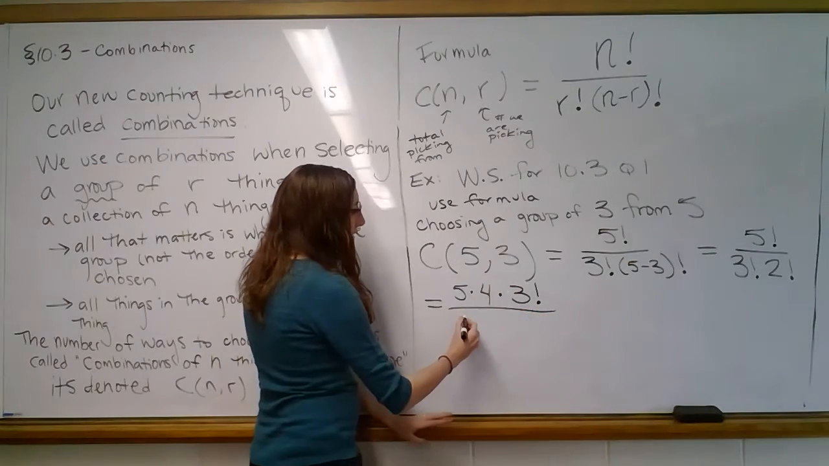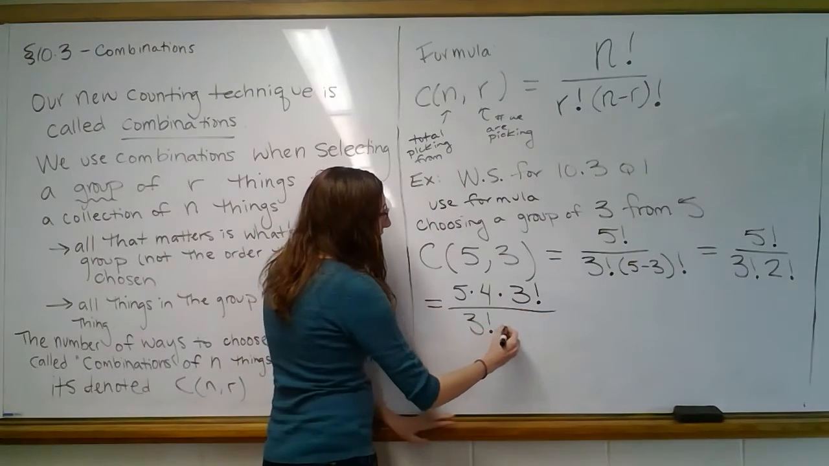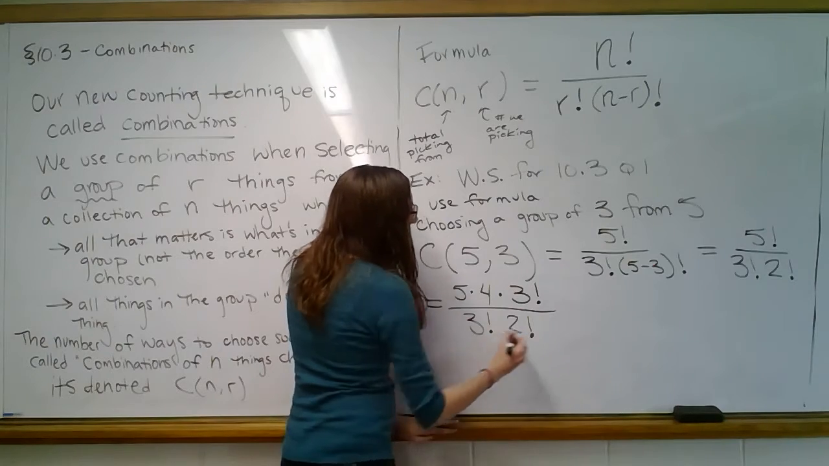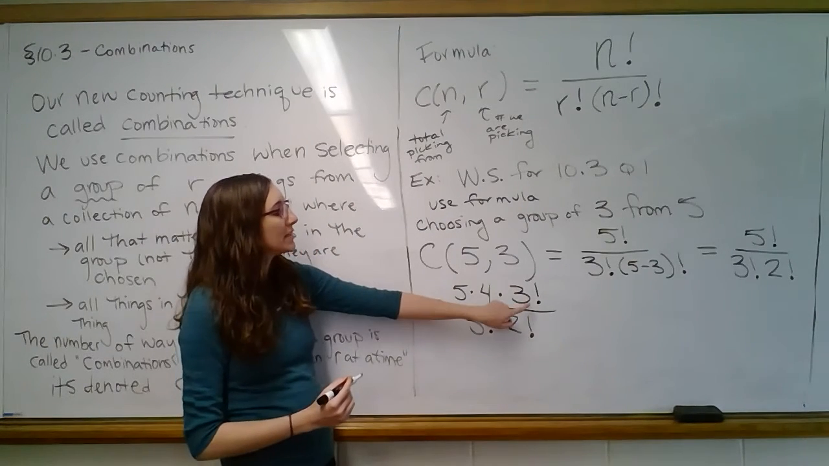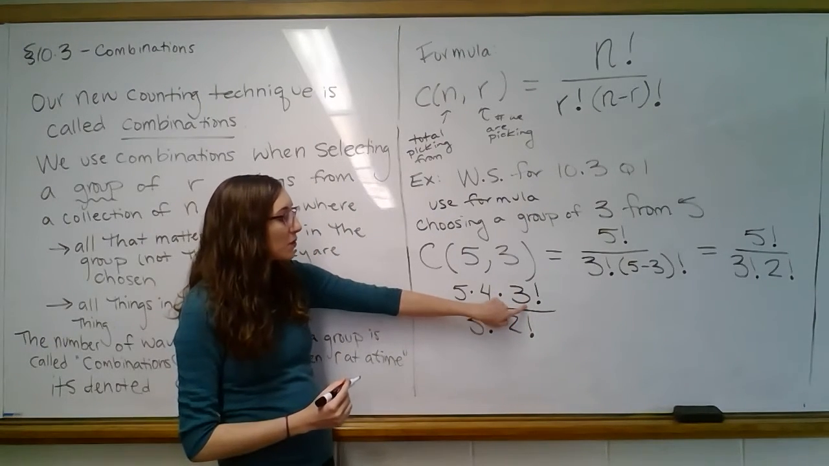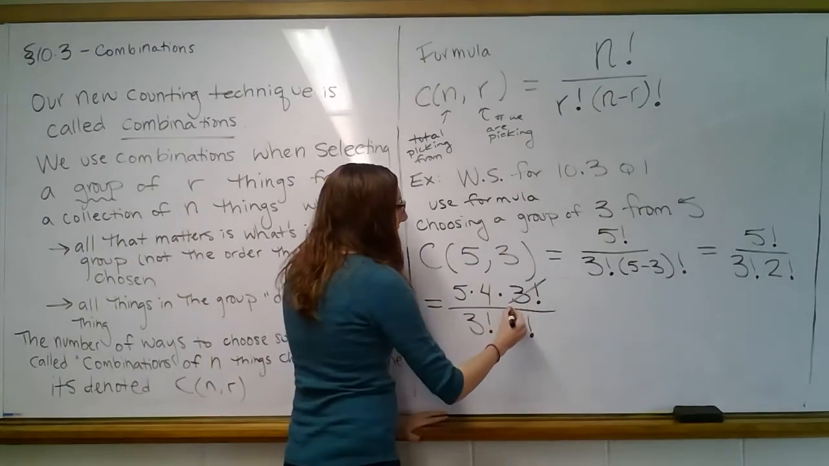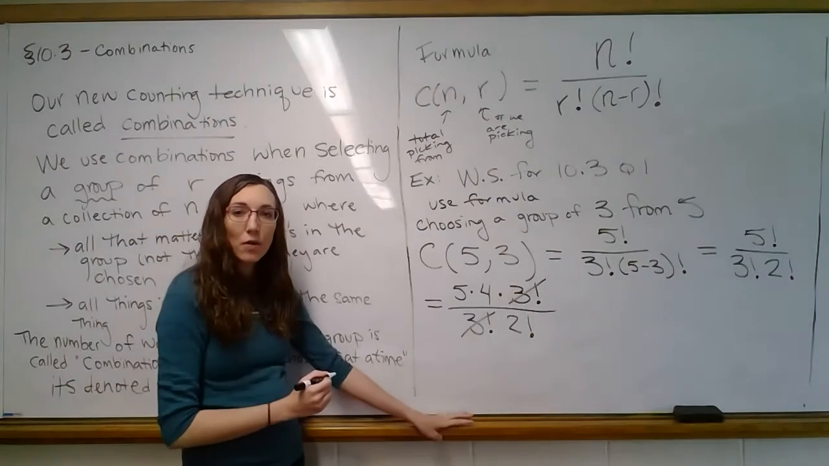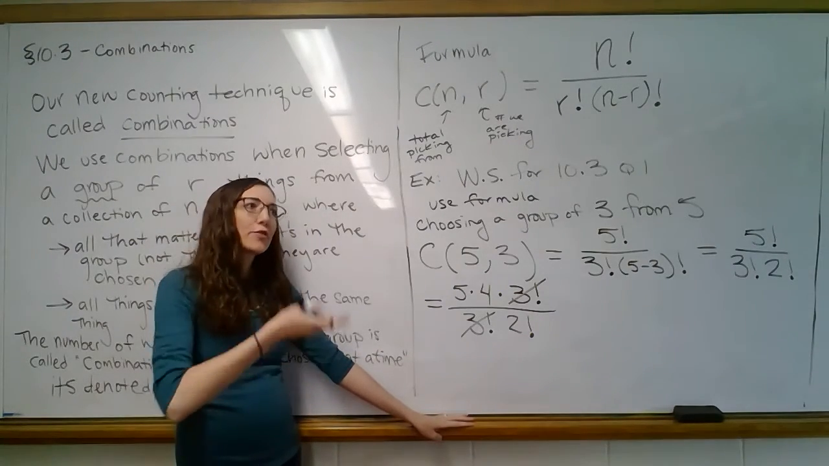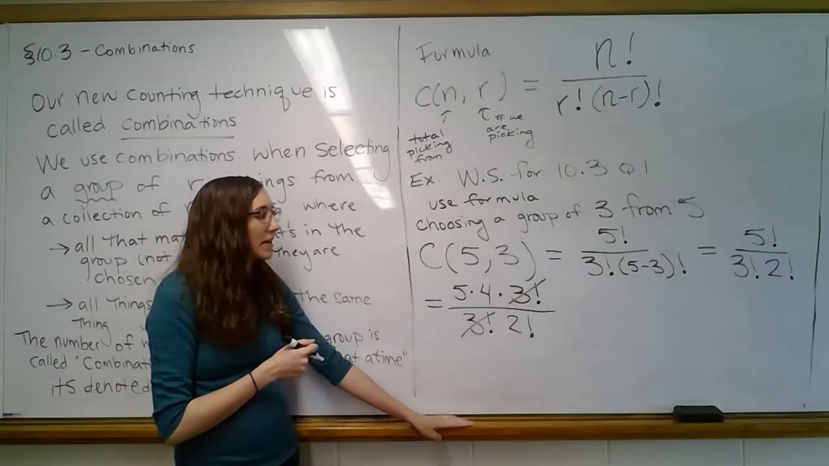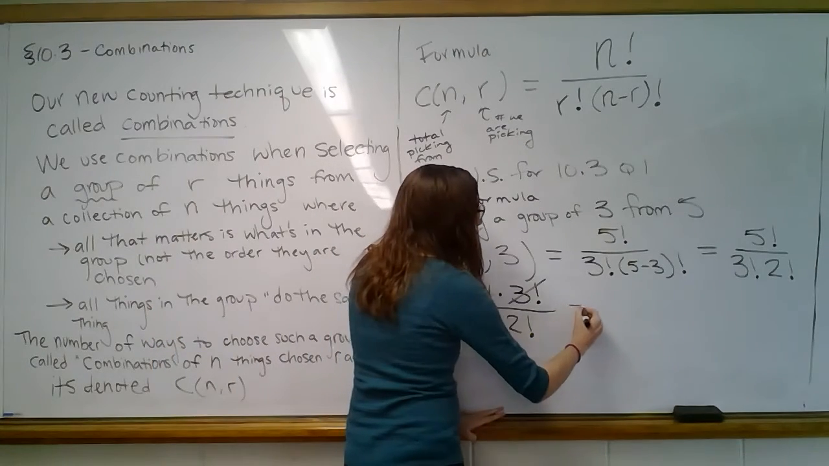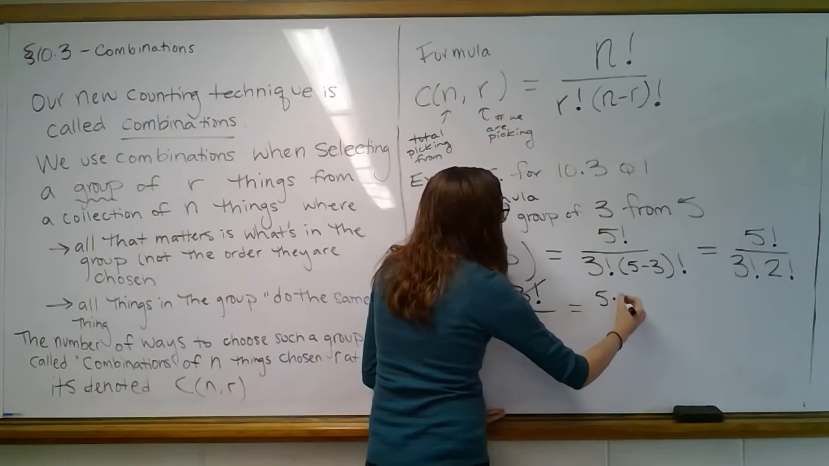So then in the bottom, I still have 3 factorial, 2 factorial. And what we can do is we can say, well, this is 3 times 2 times 1, and this is 3 times 2 times 1. So we're going to cancel those 3 factorials out. Right, we'll cancel a 3, we'll cancel a 2, we'll cancel a 1. So then all I'm left with is 5 times 4.